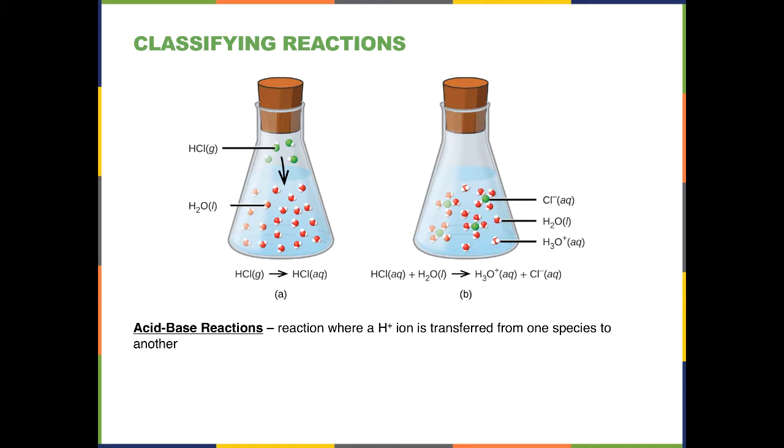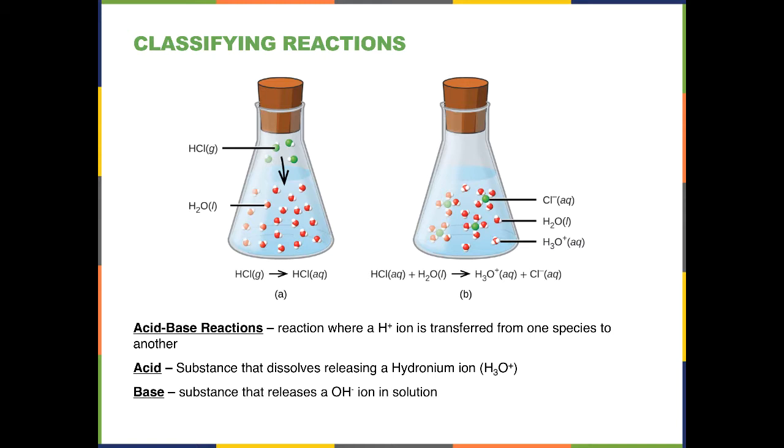And what you see here is the combination of aqueous hydrochloric acid with water, and the hydrogen ion is transferred from the hydrochloric acid to the water molecule and forms what's called a hydronium ion, H3O+, plus chloride ion. The acid is the substance that dissolves and releases a hydrogen. So it's what's called a proton donor. And the base is the substance that releases the hydroxide, but it's also the substance that accepts the proton. So it's a proton acceptor.